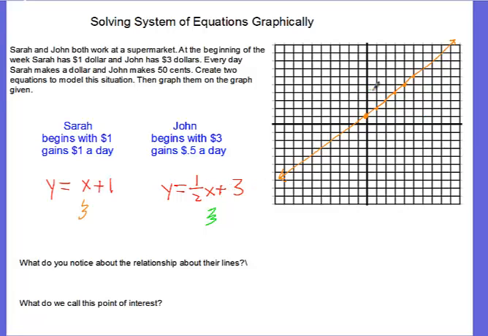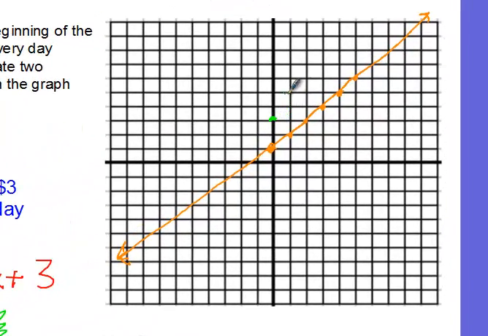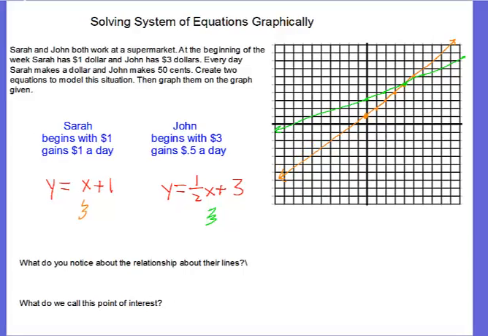Now I'm going to graph John in green. John has a y-intercept of 3. Okay? And John goes up 1 over 2. Up 1 over 2. Oh, whoops, I actually graphed this wrong. Sorry. Hopefully you caught my mistake before I did. We have a y-intercept of 3, so John's right here. So he goes up 1 over 2. Up 1 over 2. Up 1 over 2. And we're going to draw John's line. Okay? So, we have the orange line being Sarah, the green line being John.